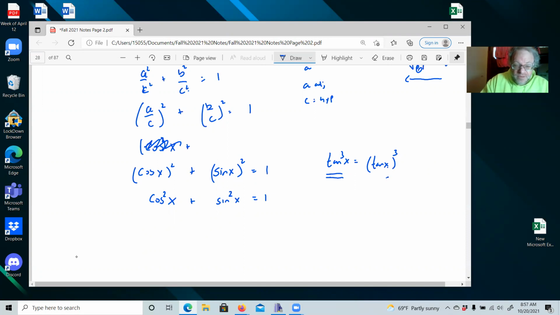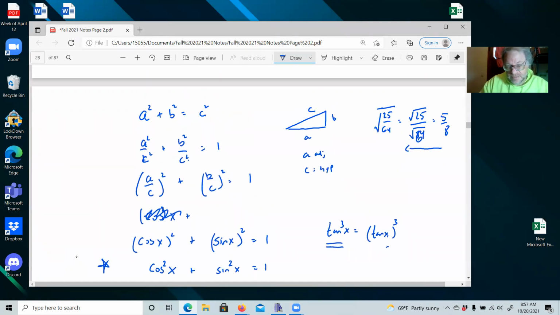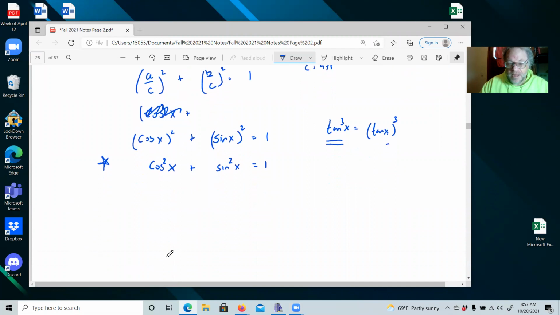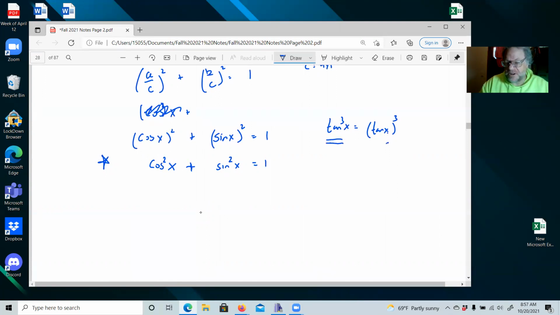And this is one of the primary Pythagorean identities. Pythagorean identities because we came from the Pythagorean theorem. This is something you should remember for the rest of your life. For as long as you're going to do any math whatsoever, this is something that's going to be in your head. I had a teacher that used to say, there's formulas you memorize for the test, and then there's formulas you memorize for life.